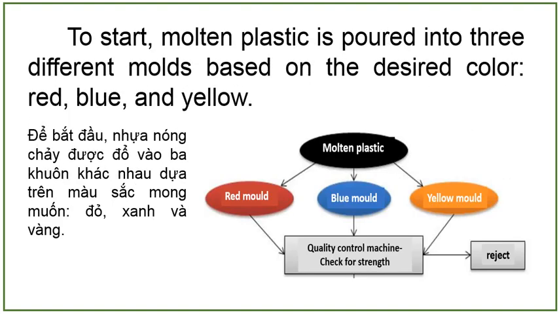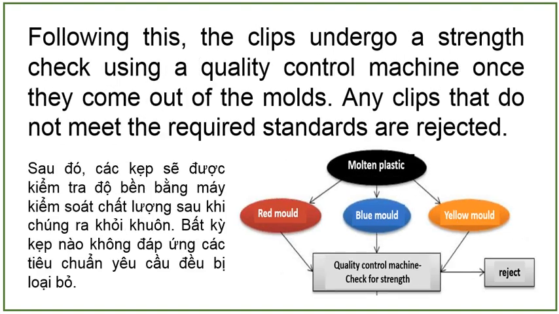To start, molten plastic is poured into 3 different molds based on the desired color: red, blue, and yellow. Following this, the clips undergo a strength check using a quality control machine once they come out of the molds. Any clips that do not meet the required standards are rejected.